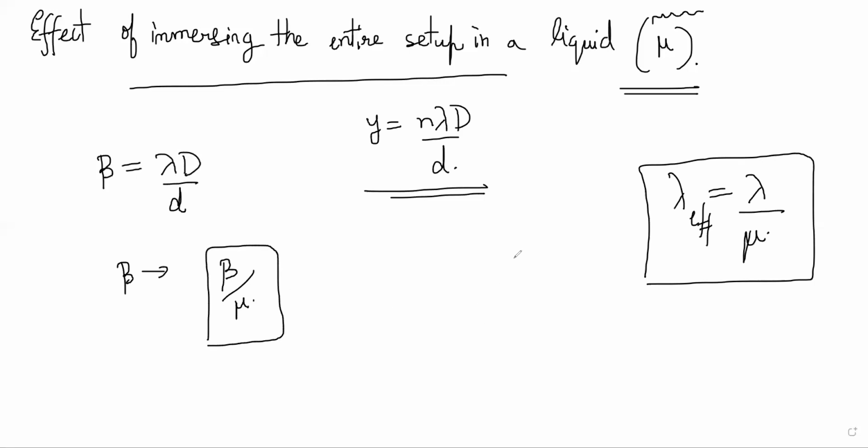Normally in air, the central maximum would have been here, the first bright fringe would have been here, and now it will be closer. Everything will be closer spaced. But nothing else will change because the whole thing was inserted in the liquid. So fringe width will reduce, but nothing else will change. Makes sense? Okay, let's do a couple of questions.